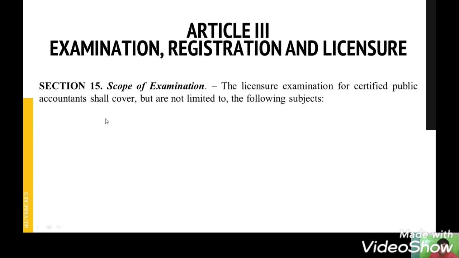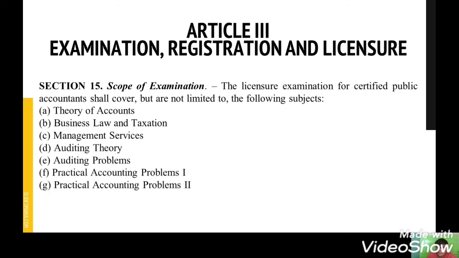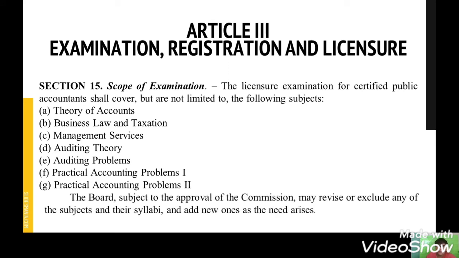Section 15, scope of examination. Ano ba yung mga lalabas or anong topics? Licensure examination for a certified public accountant shall cover but not limited to the following subjects: theory of accounts, business law and taxation, management services, auditing theory, auditing problems, practical accounting problems 1 and 2. Ito. The board, subject to the approval of the commission, may revise or exclude. So pwede pa rin magbago. Pwede nila tanggalin si auditing problems if they want or magdagdag pa ng another.